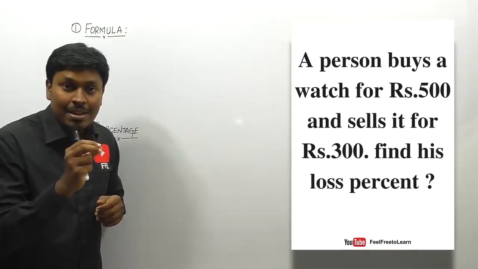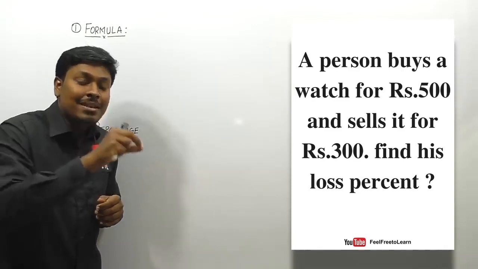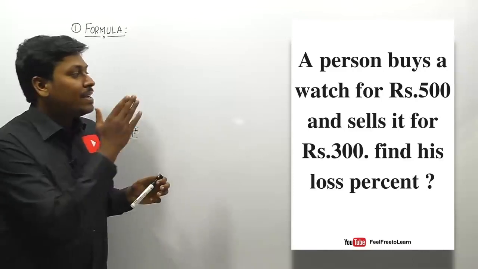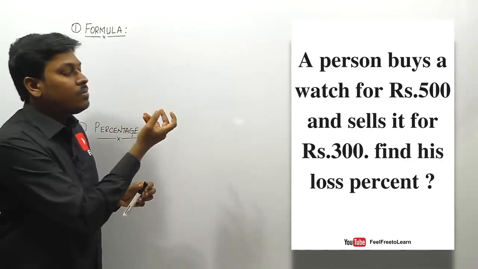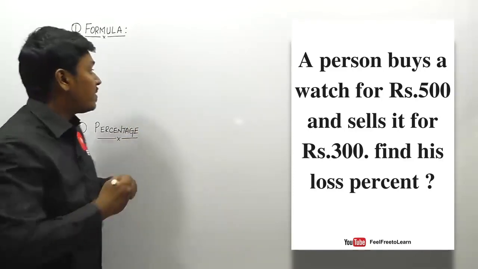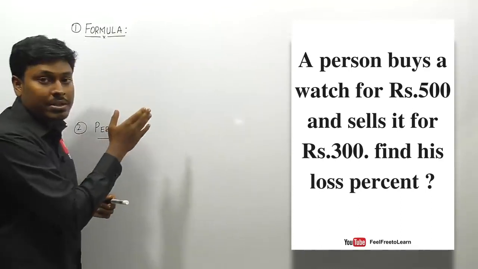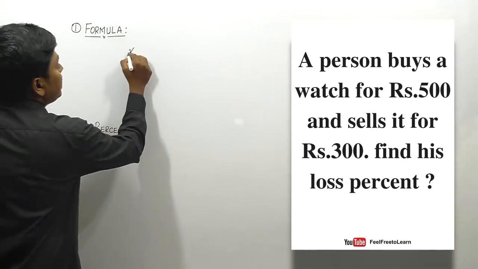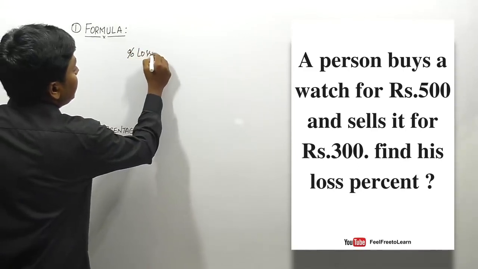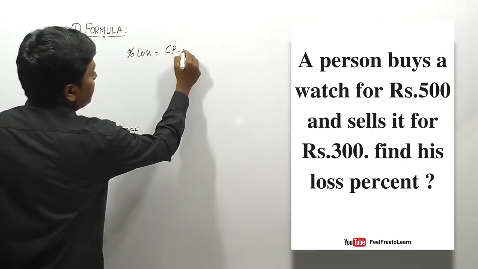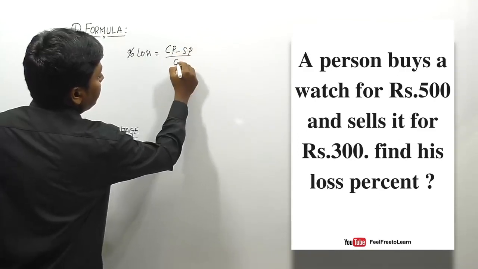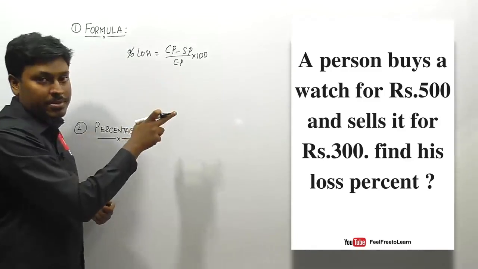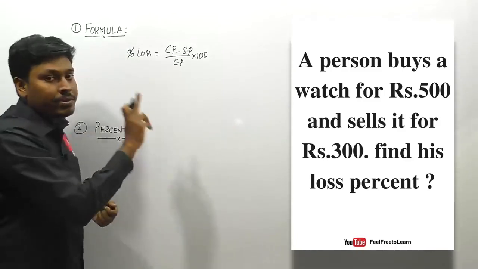So friends, here the selling price is less than the cost price. If the selling price is less than the cost price, definitely it will be a loss. So our target is to find the loss percentage. First of all, we are going to solve this question by the formula method, then by the percentage method, right? So first of all, percentage loss is equal to cost price minus selling price, divided by cost price, into 100. So friends, always the denominator should be the cost price.